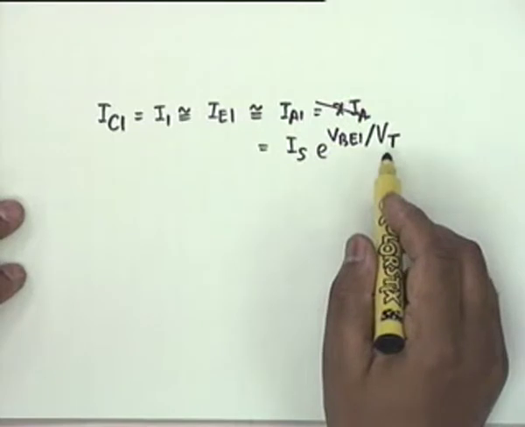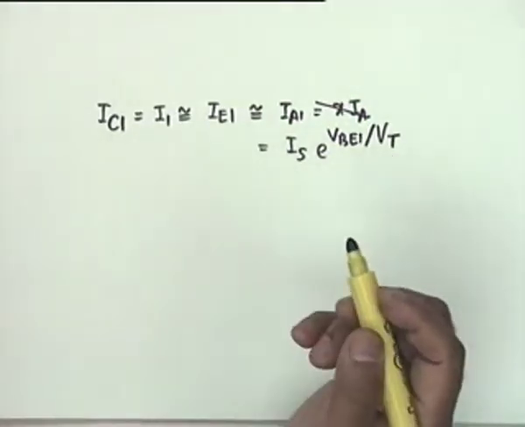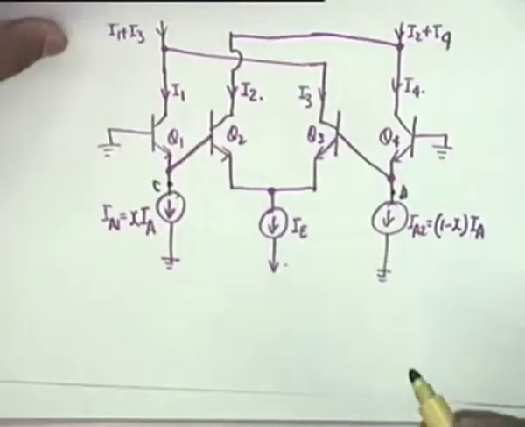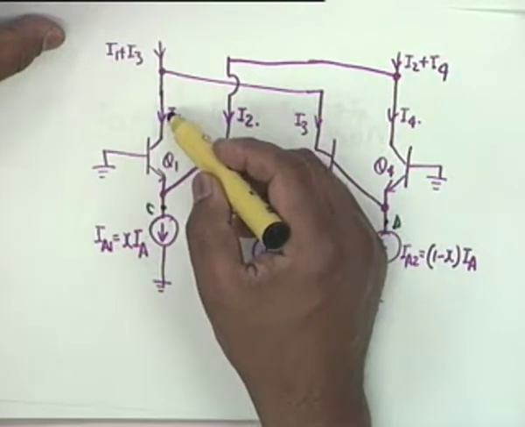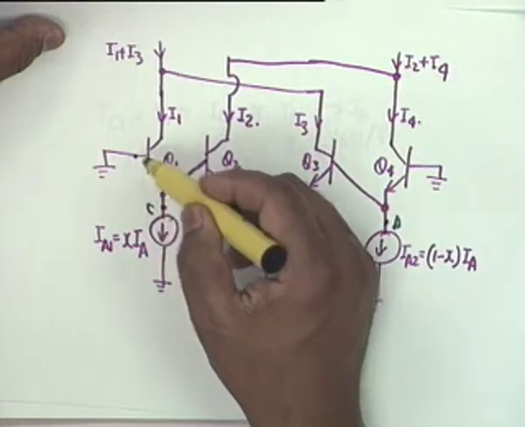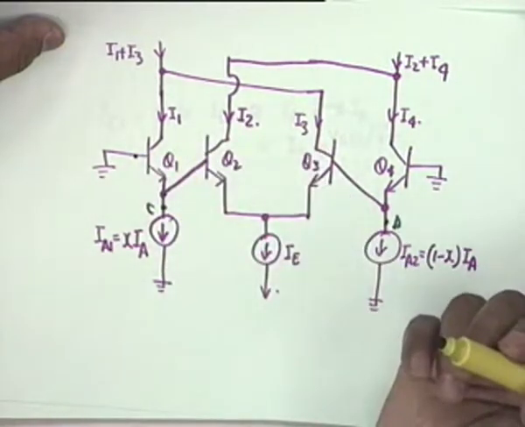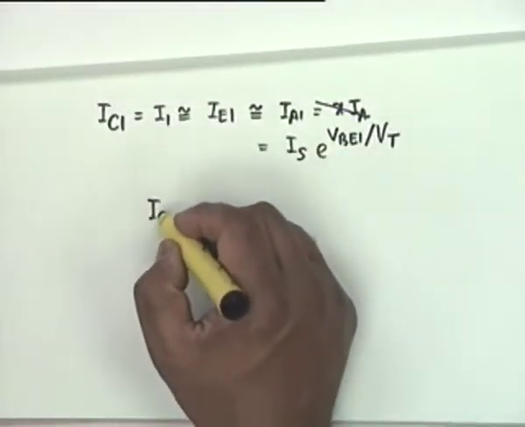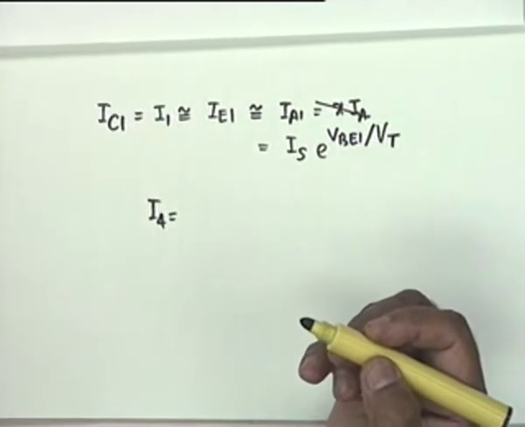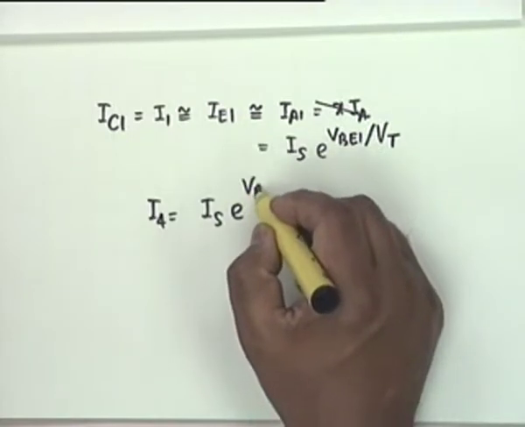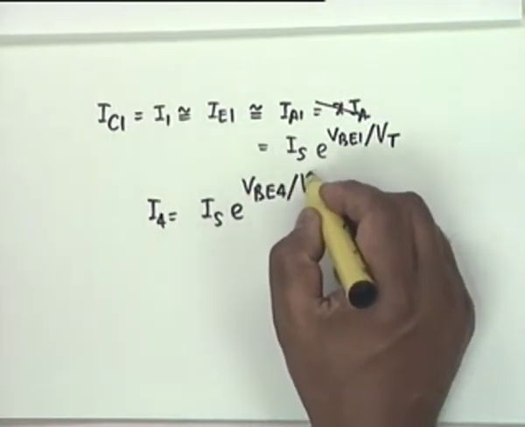Is this point clear? That IC1 can be written in this form. Similarly, is it VBE1 or VBE5? VBE1. Hold it. You see, it is this current I1. I1 is IC1, and therefore this is related to VBE1 by this relation. In a similar manner, I4, which is equal to IC4, can be written as Is e to the power VBE4 divided by Vt.